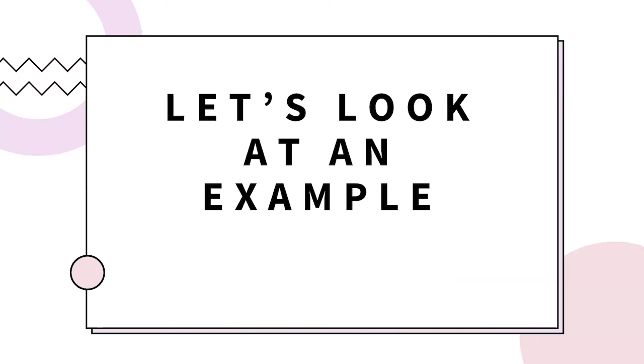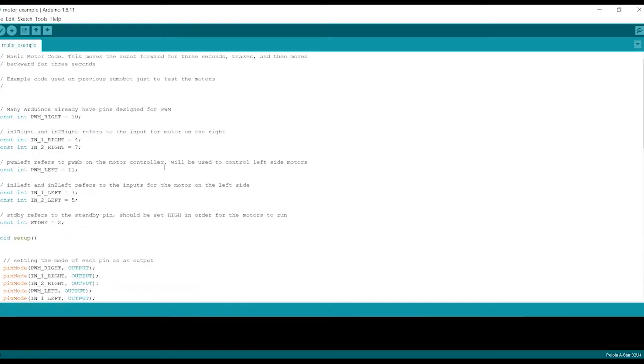So let's take a look at one example of a motor code just to give you an idea of how that's actually going to look. So here we just have a brief code that we've used in a previous project just to make sure that the motors were working as we expected to.